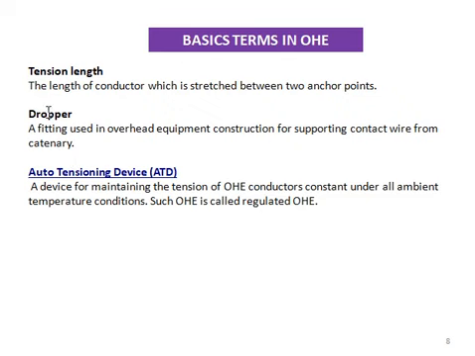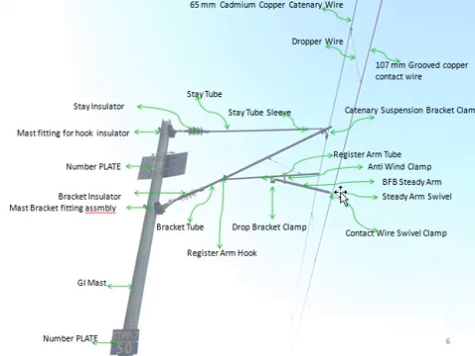So the next term is dropper. Dropper we have seen here. This is the vertical wire in between the catenary and contact wire. It helps in supporting the contact wire. Usually the dropper wire is placed every 9 meter from the first dropper wire to the next. The distance is 9 meter, but near the mast it is less as compared to 9 meter. It's around 2 to 3 meter. You can see it in the image.